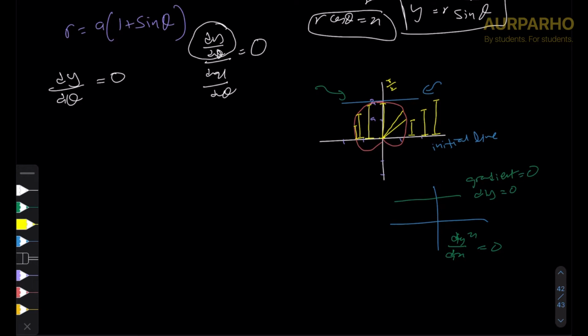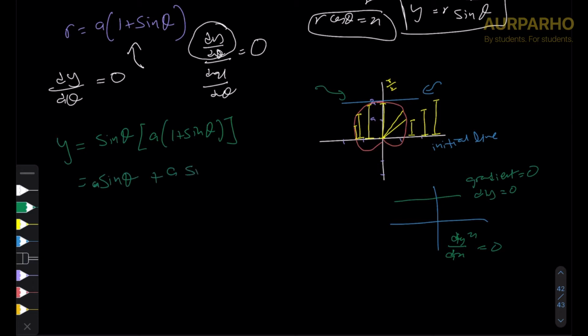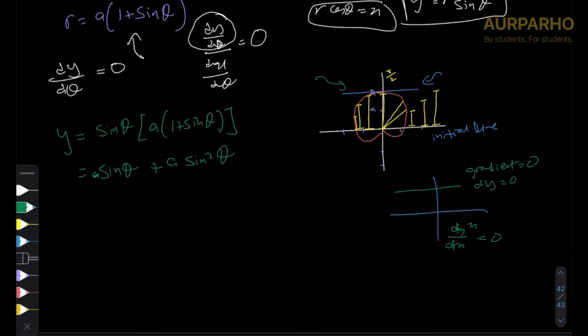The way to do this is, first of all, you find the y component. You find the y component by multiplying r by sine theta. So r is a times 1 plus sine theta. You multiply this by sine theta to get y. So y is actually sine theta multiplied by a times 1 plus sine theta. Let's multiply. We would get a times sine theta plus a times sine squared theta, right?